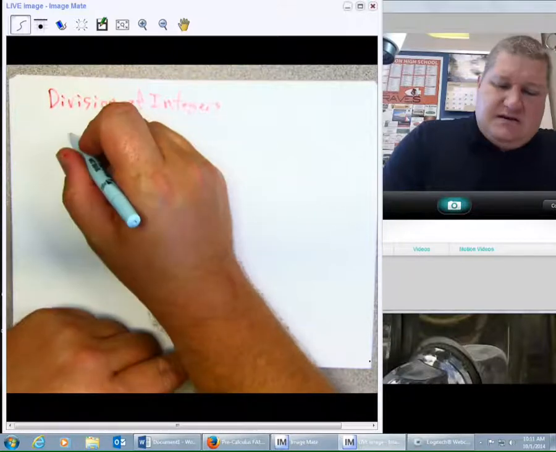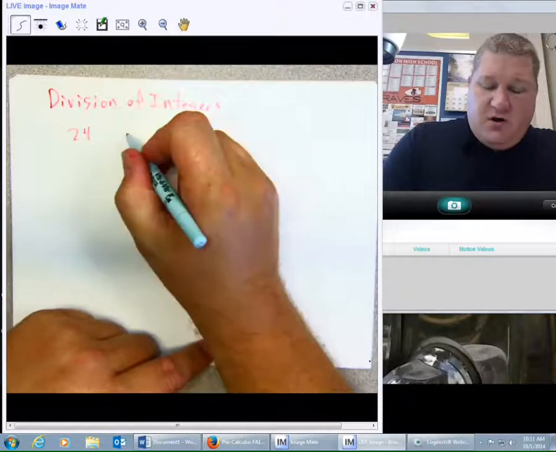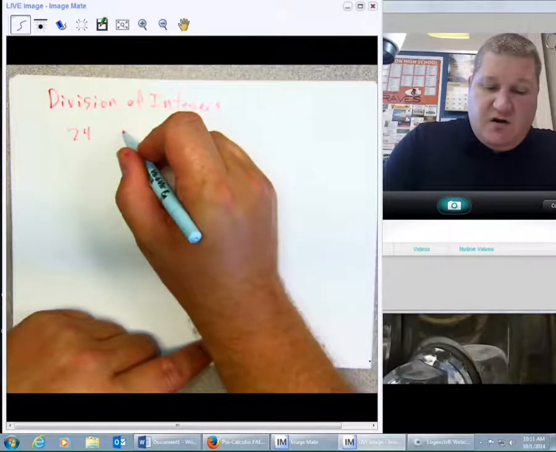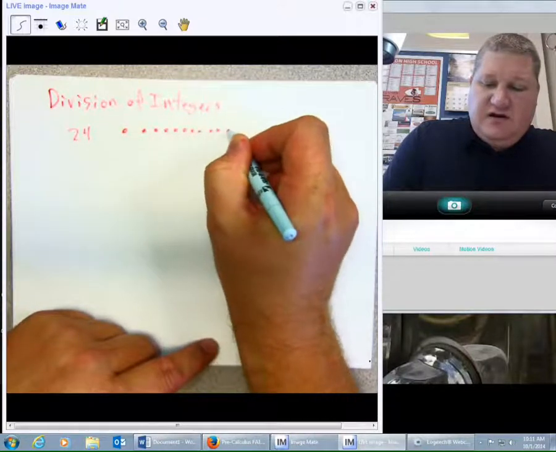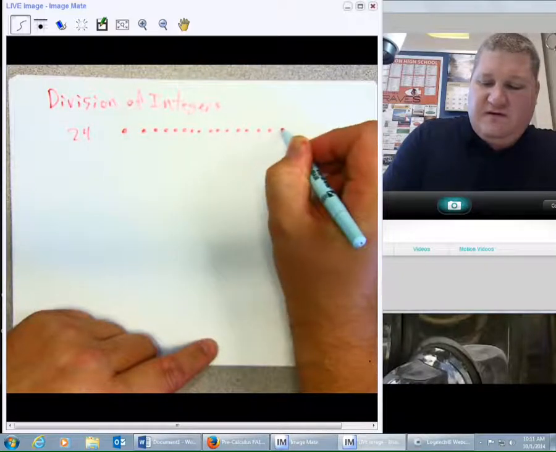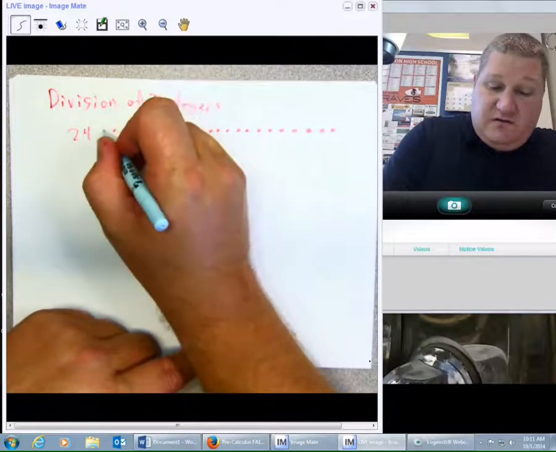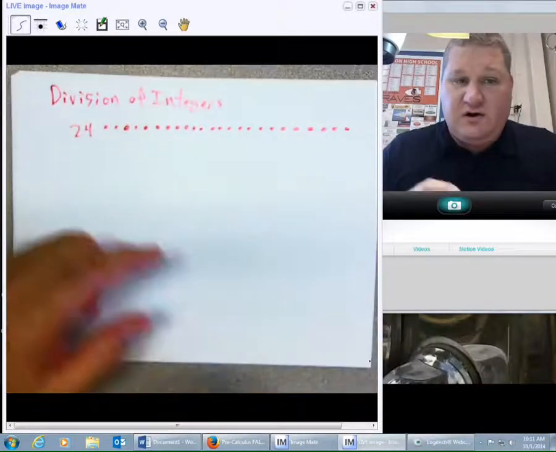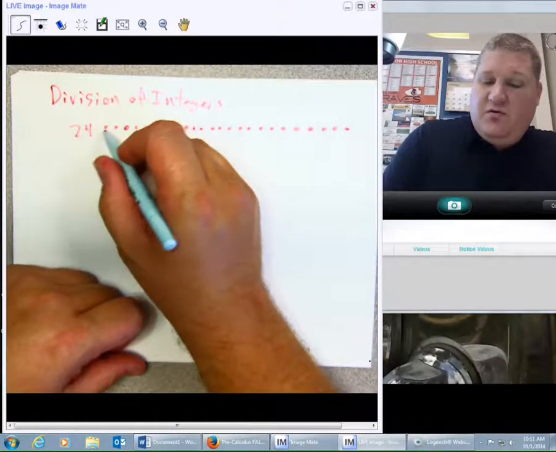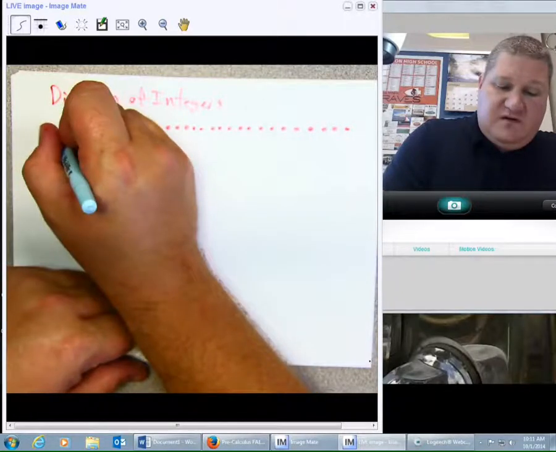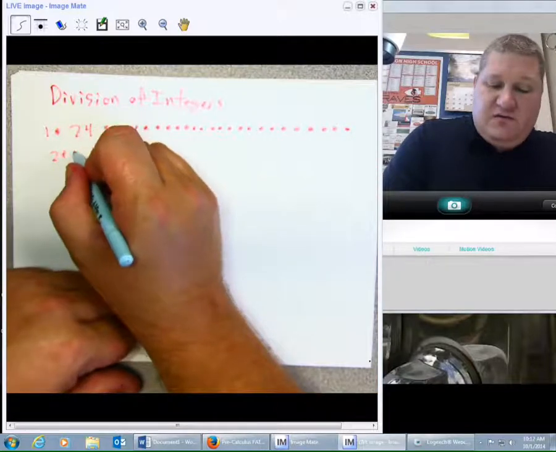Let's take a number like 24. Okay, 24 could be 24 little items. 1, 2, 3, and so on up to 24. I got 24 little dots. But I could take those little dots and put them in one row of 24. 1 times 24 would be one row of 24. I could say two rows of 12.